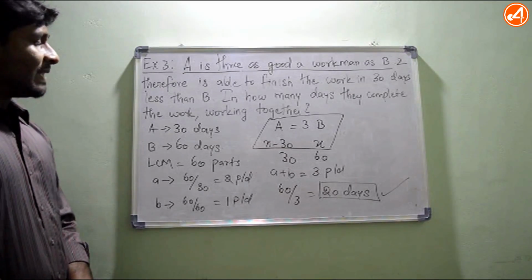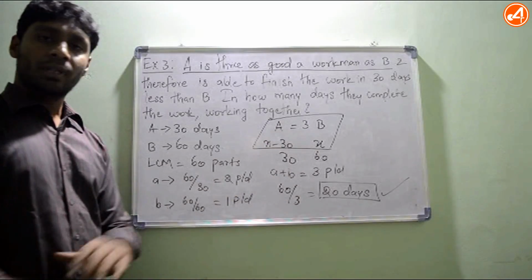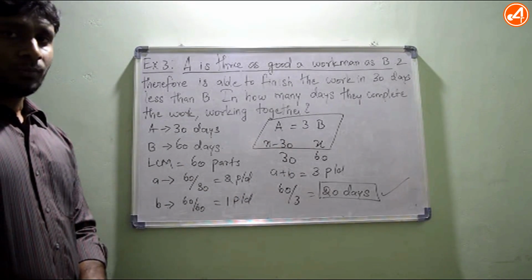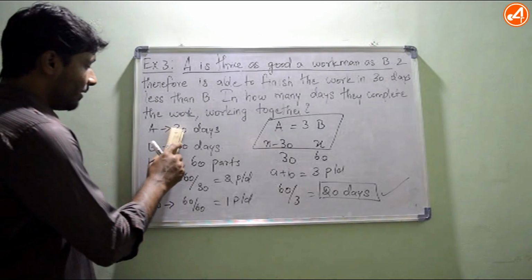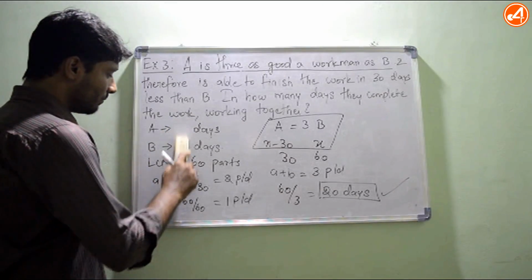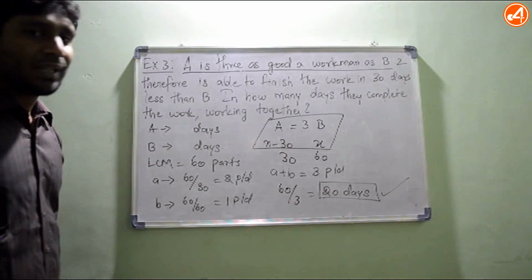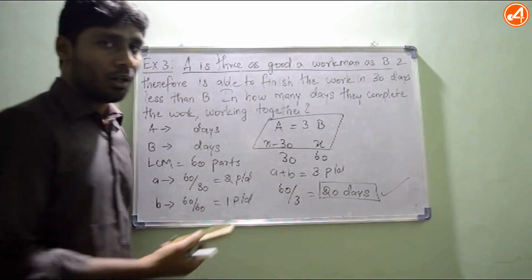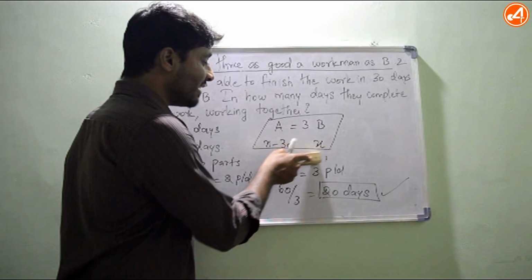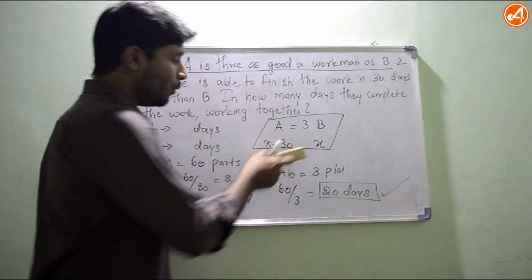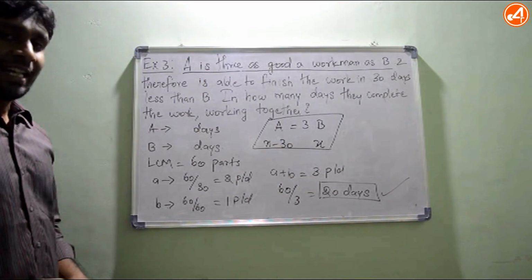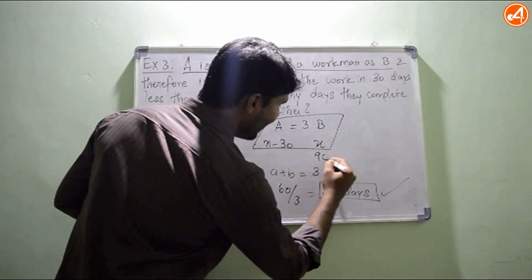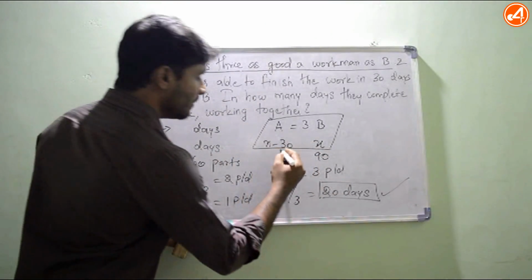So if it is twice, I can take 30 into 2, it becomes 60, I can take this value. If it's thrice, how can I change the value? If A is thrice as good as B, got it? And if again A is taking 30 days less than B, got it? I can simply take the value of X as, any clue? Can I take it as 90 and 30? That's it. I can take the X value as 90 days. So A will become 60 days.